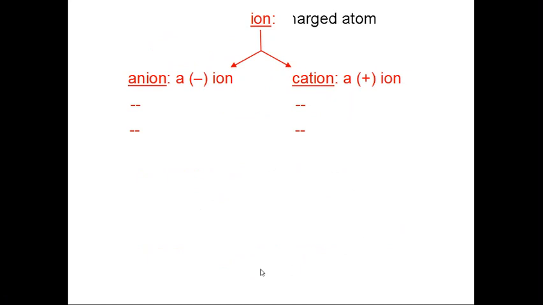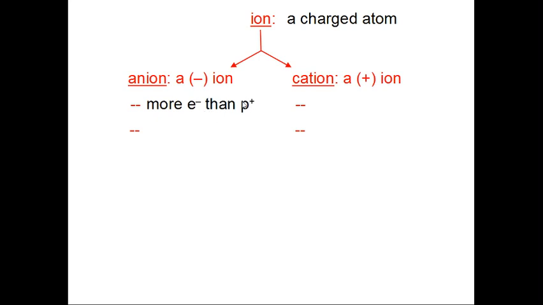If something's charged, you call it an ion. An ion is any atom that has a charge. These can either be called anions or cations. I know that looks like anion and cation, but trust me, anion, cation. Anions are negative, cations are positive. For anions, you have more electrons than protons.